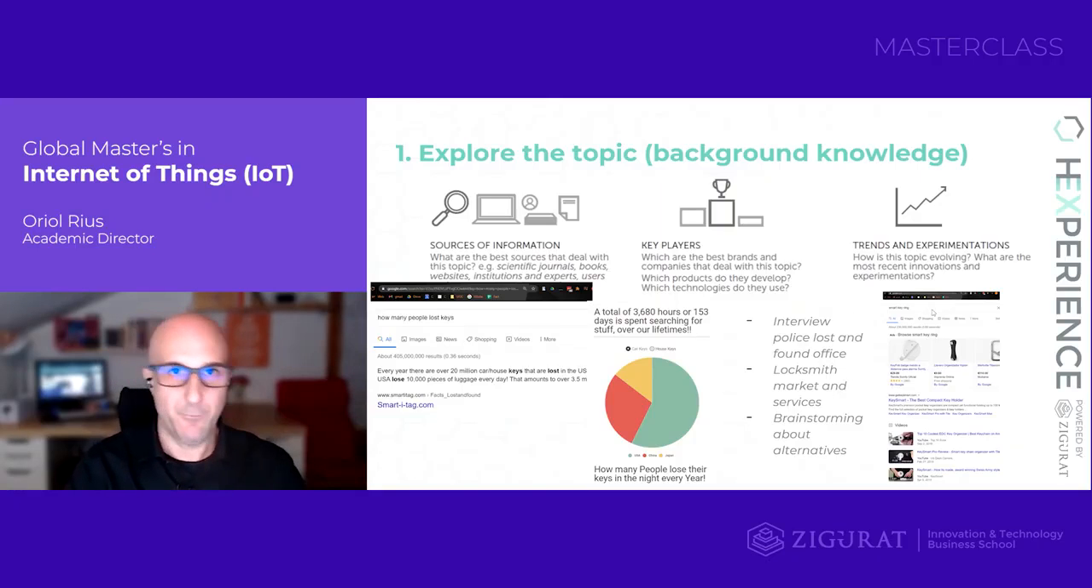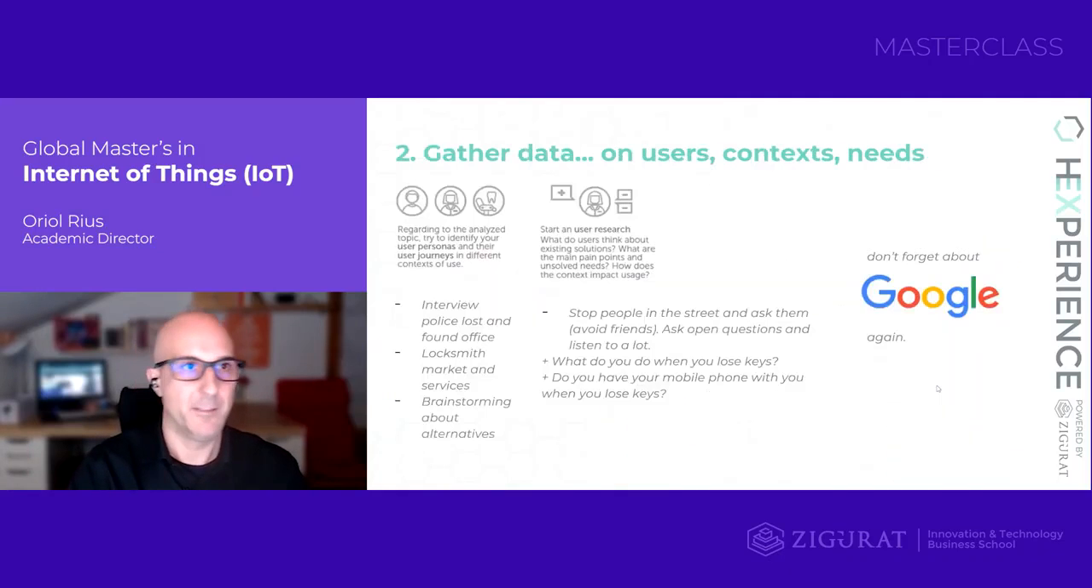Of course, again, for trends and experimentations, you can go to Google for help. Now, the second step is gathering information about users, contexts, and needs. Again, the toolkit gives us some powerful questions for helping us.